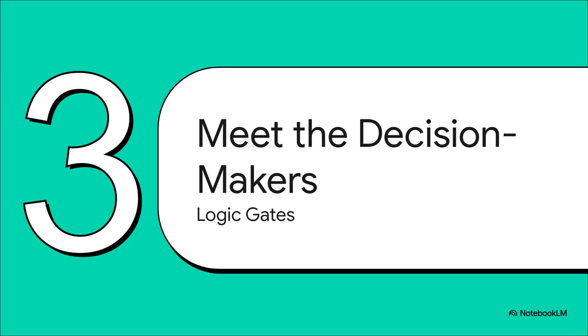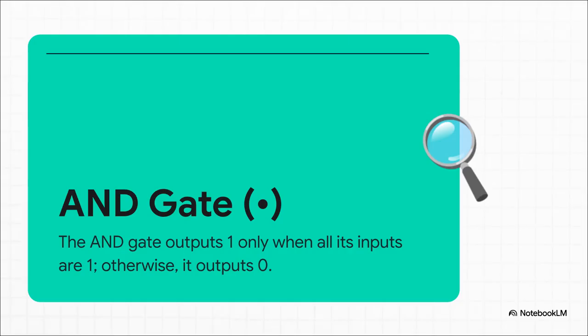Okay, so if zeros and ones are the letters of this language, what are the words? The things that actually do something, the decision makers. For that, we've got to meet the fundamental building blocks of every digital circuit out there, logic gates. First up, we've got the AND gate.